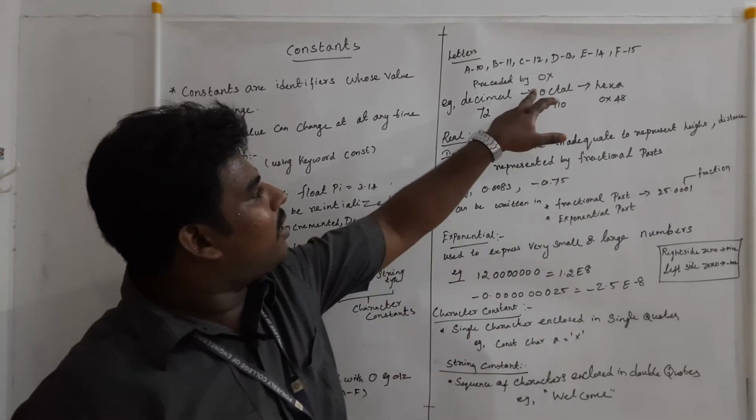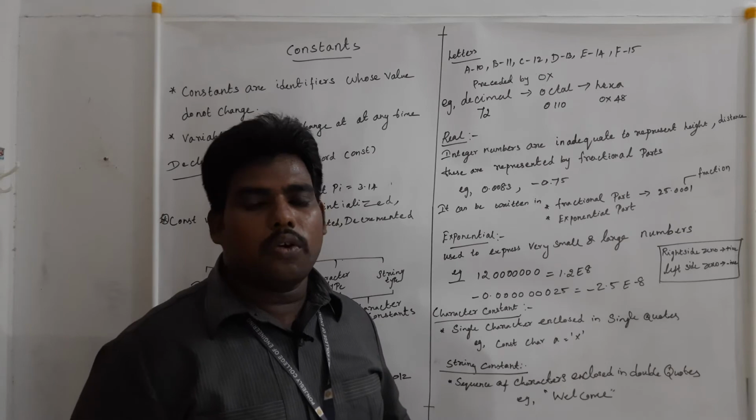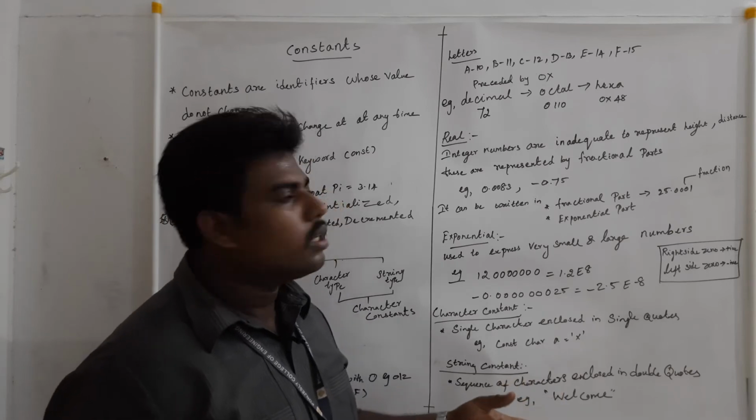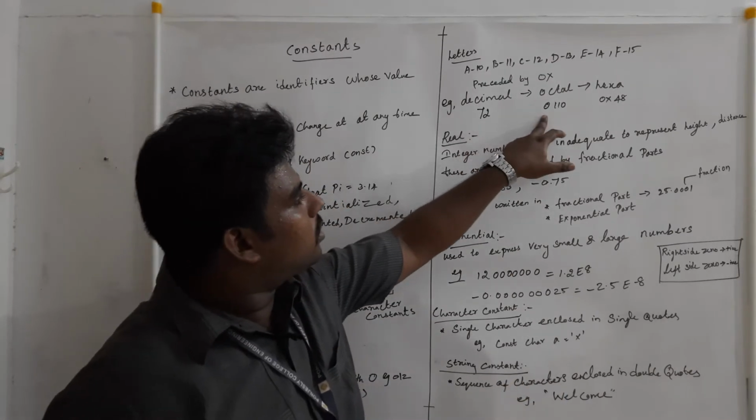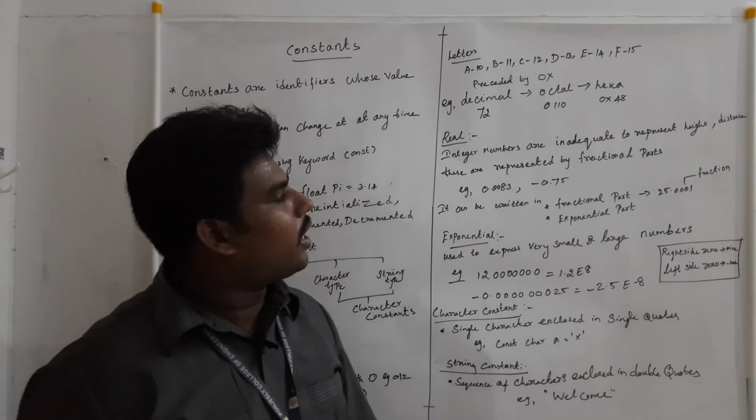So it is preceded with 0X, either smaller 0x or capital 0X. See, this is the decimal number, this is the octal number, and this is the hexadecimal number. All of you got it?